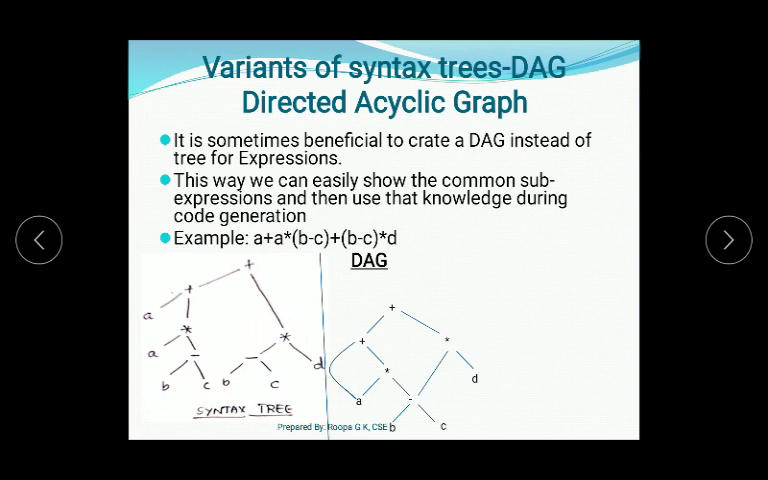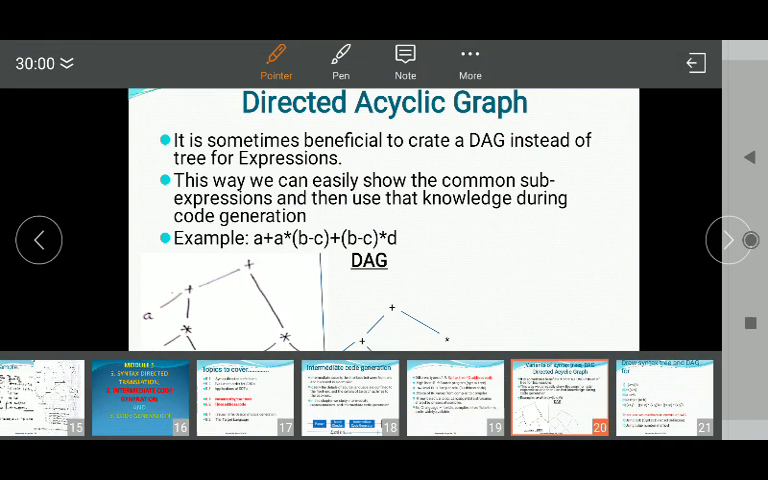Now, how to construct this DAG? It is very easy if you understood the construction of the syntax tree. As I told, a DAG always identifies common sub-expressions. So however many times you have a's or b's or c's in the given expression, the DAG contains only one occurrence: a only once, b only once, c only once and d only once. So first consider b minus c. As in the syntax tree case, minus, with b and c as the operands.